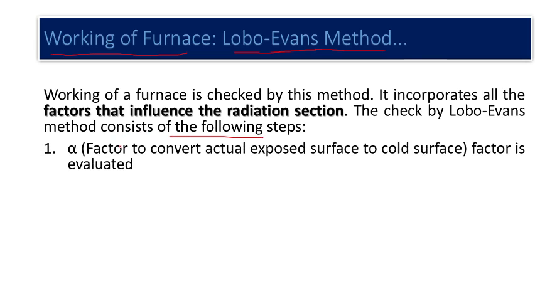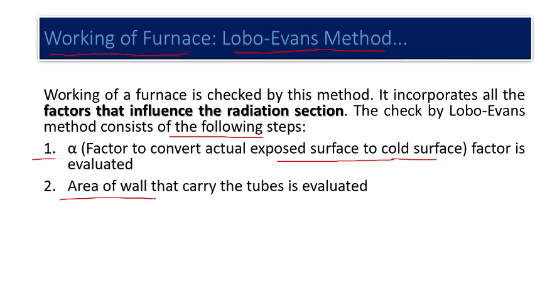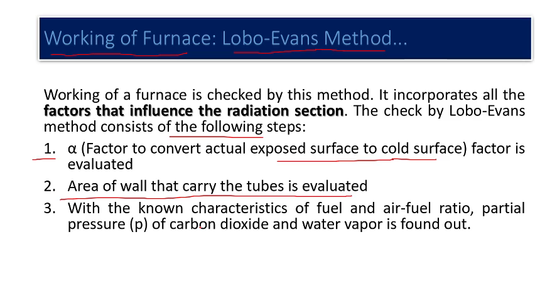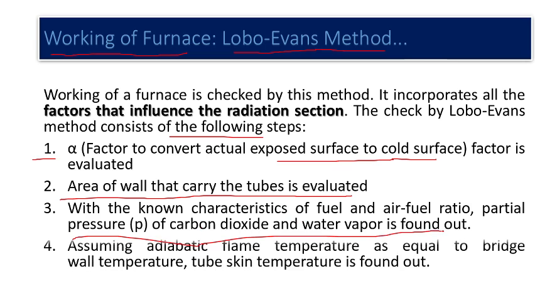The Lobo-Evans method consists of the following steps. So what are the steps? Number 1, the alpha value, which converts the actual exposed surface to a cold surface factor, is evaluated. That is the first step. Second step, the area of the wall that carries the tube is evaluated. Third step, with the known characteristics of the fuel and the air-fuel ratio, the partial pressures of carbon dioxide and water vapor are found out. Then, assuming the adiabatic flame temperature is equal to the bridge wall temperature, the tube skin temperature is found out.